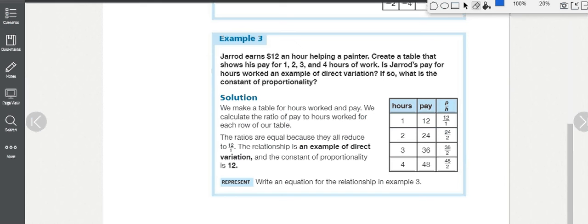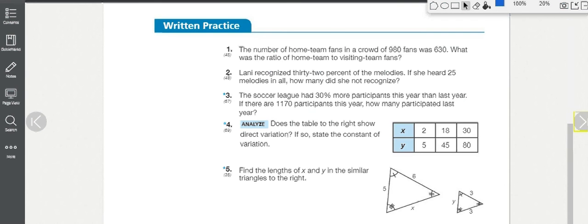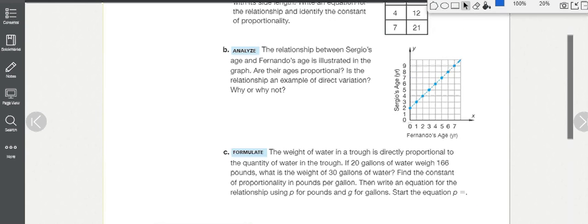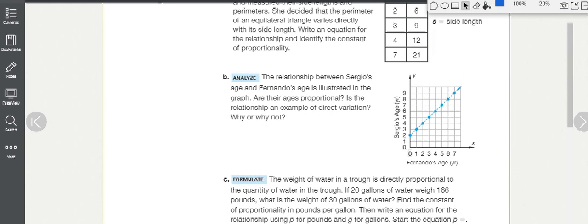Kind of making sense? I know it's a little bit longer, more in-depth video. Why don't you try A, B, and C so we can really work on this?